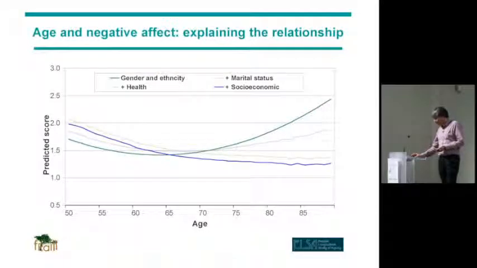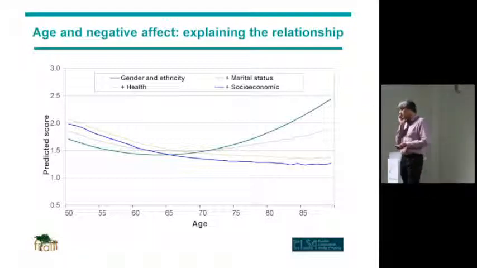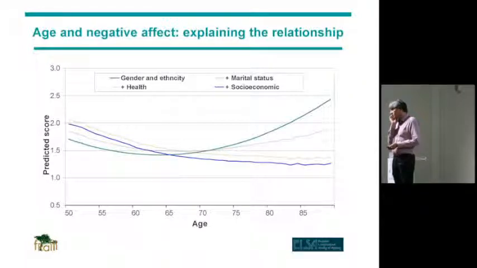Where does class fit into all of this, or socioeconomic factors? When you control for socioeconomic factors, it makes no difference whatsoever, so that's the final line. Why does it make no difference? It makes no difference because age is, in our contemporary society, pretty much unrelated to socioeconomic position. Older people are not much poorer than younger people anymore.